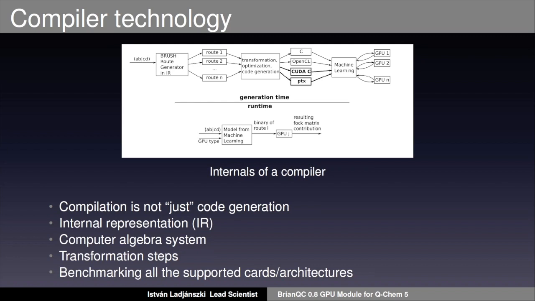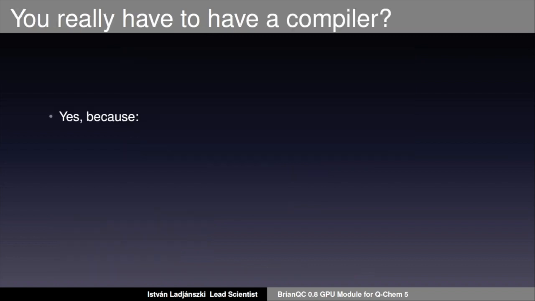This identifies a type. And we also know what the GPU is, so we know the underlying hardware which we are going to run on. And the machine learning model can choose, for a different integral type and for a given GPU, the best binary route, which in this case is route I, and it can run on the GPU called J. And when you evaluate this kernel on the given GPU, you get the Fock matrix result, the Fock matrix contribution, which is the result.